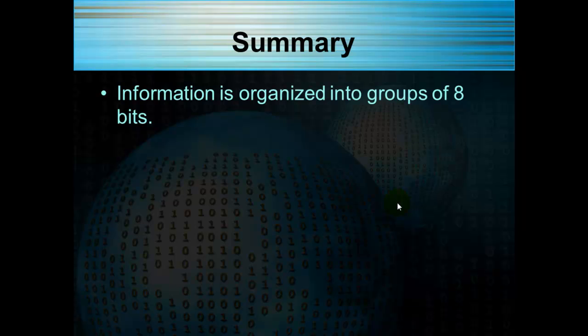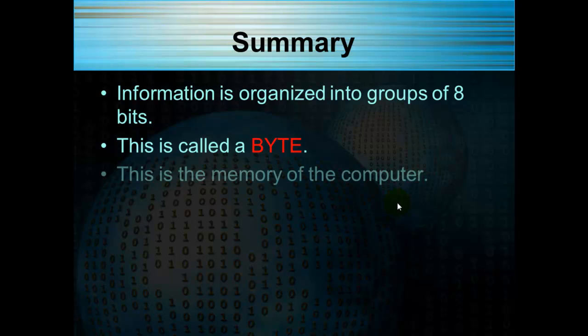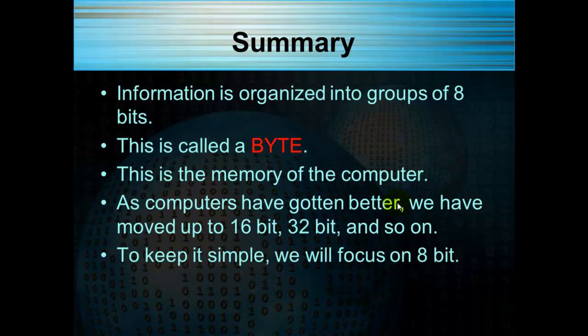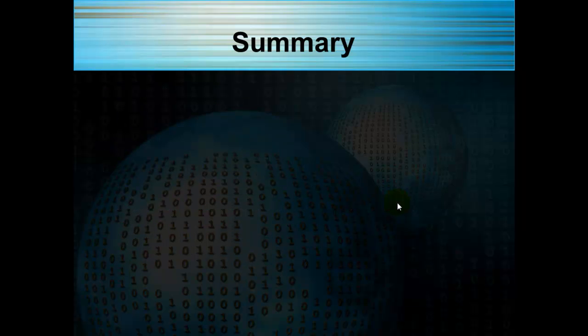Now, information, to summarize, is organized into groups of 8 bits, and this is called a byte. Again, I neglected to point out, but if you see information in red, that's information that should be in your notes, and if it should be in your notes, there's a pretty good chance that it's going to be on the test. And this is the memory of the computer. It also relates to some other things, but we're not going to worry about that. As computers have gotten better, we've moved up to 16-bit, 32-bit, and so on. And again, these are only going to increase and only going to go up. But to keep it simple, we're going to focus on just an 8-bit system, or 1 byte.